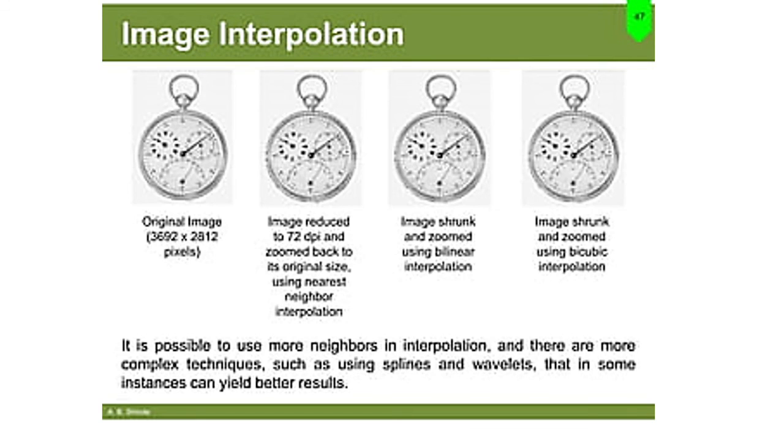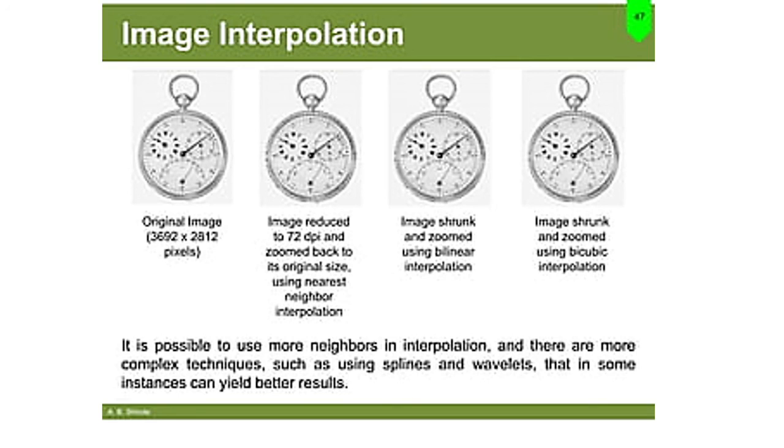Bicubic interpolation is the standard used in commercial image editing programs such as Adobe Photoshop, Corel Photo Paint and so on. I have shown you an example of how the image looks using these interpolations. First, this is the original image, 3692, and next are the reduced and shrunk images. The first method is nearest neighbor interpolation, the next one is bilinear interpolation, and the last one is bicubic interpolation.